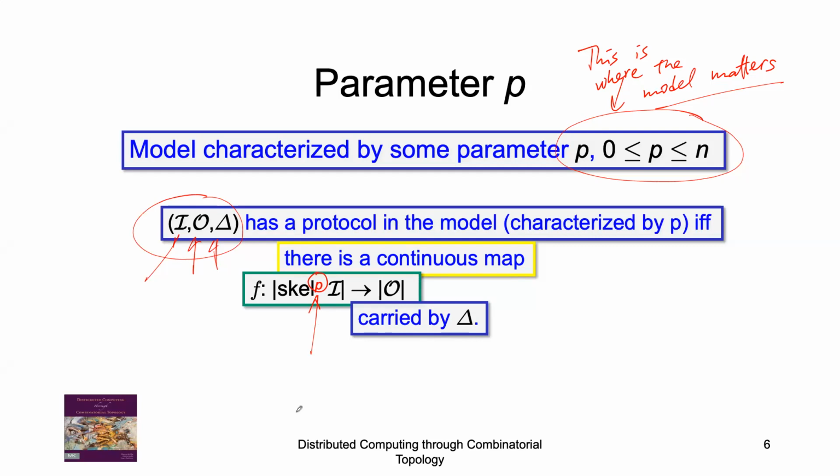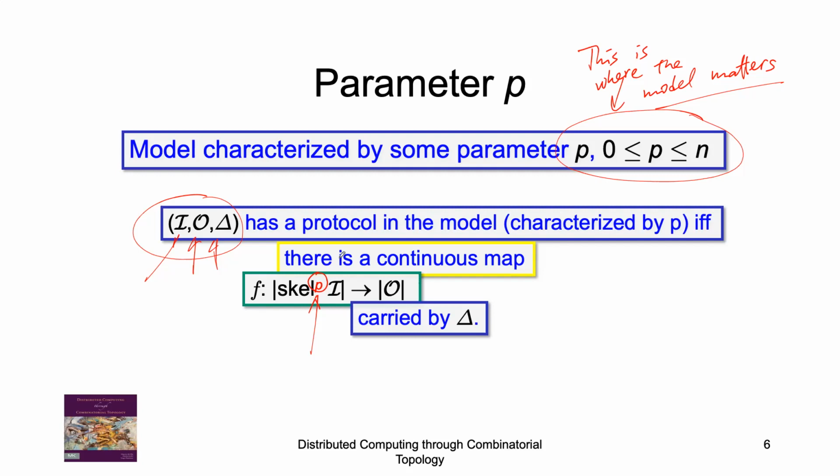So if P is n, then we didn't change anything. We deal with a large map. The higher P is, the larger the space, skeleton P of I, embedded in space. The more points it contains. The smaller P is, the smaller the space.